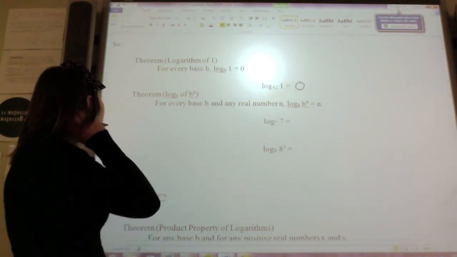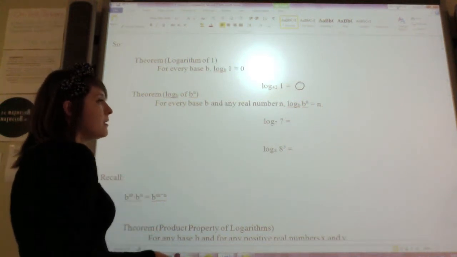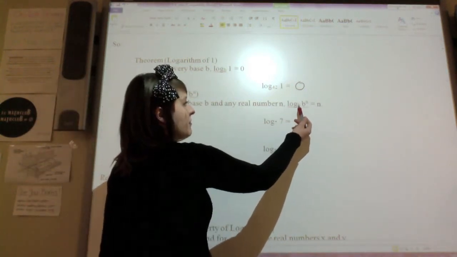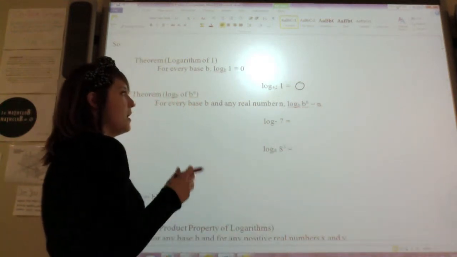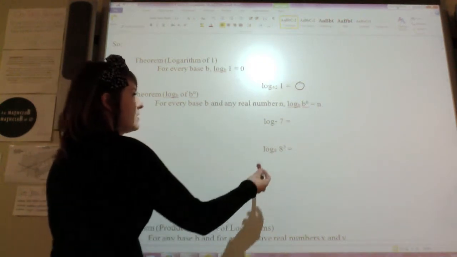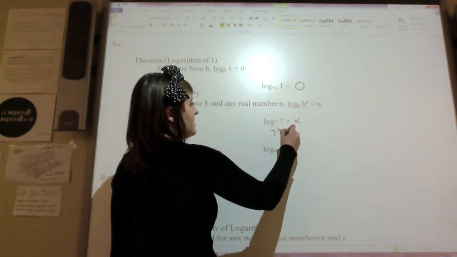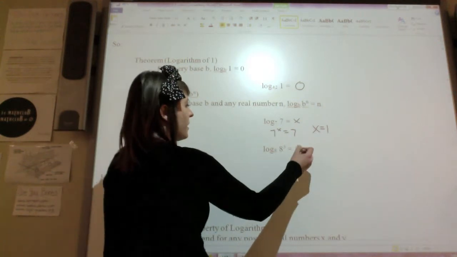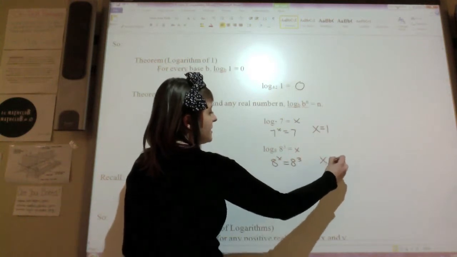Okay, we also have our log base b of b to the n. So for every base b and any real number n, log base b of b to the n is equal to n. If I rewrite this, it would be b to the n equals b to the n. So, of course, it follows from the exponent rule that that's obvious. Okay, so log base 7 of 7, if I rewrite that, would be 7 to the x equals 7. So, of course, x is just going to equal 1. Over here, I can do the same thing. If I rewrite that, it's just 8 to the x equals 8 to the third. So, of course, x is going to be 3.